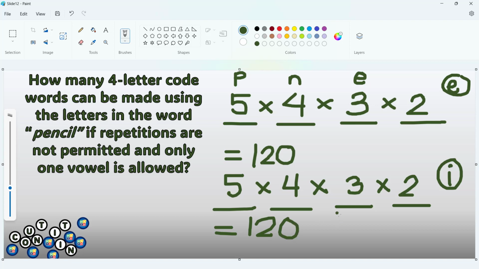possibilities here. So what would be our final answer is 120 plus 120. So we have 240 possibilities, because that is for both using E as our only vowel and I as our only vowel. So we just need to look into the restrictions. The first restriction, no repetitions, and the second restriction, only one vowel is allowed.